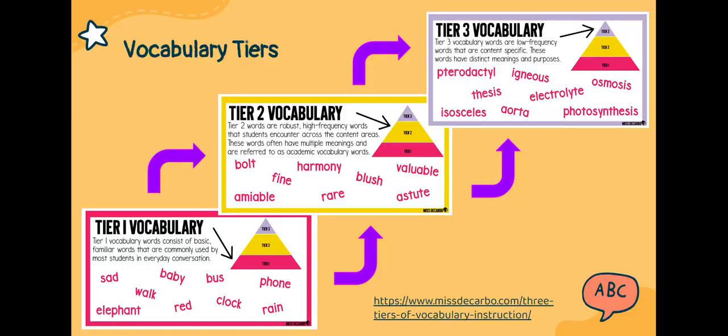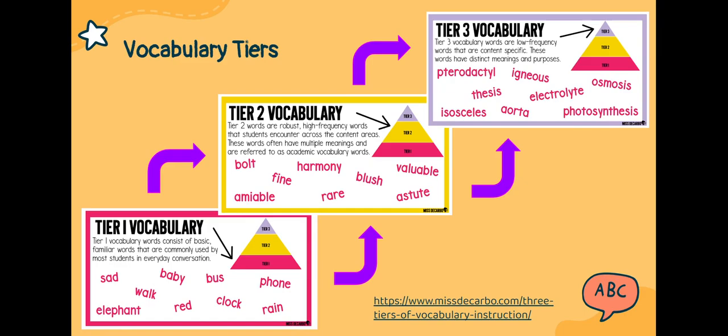Beck, McEwen, and Kuchin outlined vocabulary in three categories that they demonstrated could be classified into three tiers. Tier 1 vocabulary makes up the most common everyday words that we hear. These are very basic, simple words such as baby, kid, sad, bus, dog, etc.